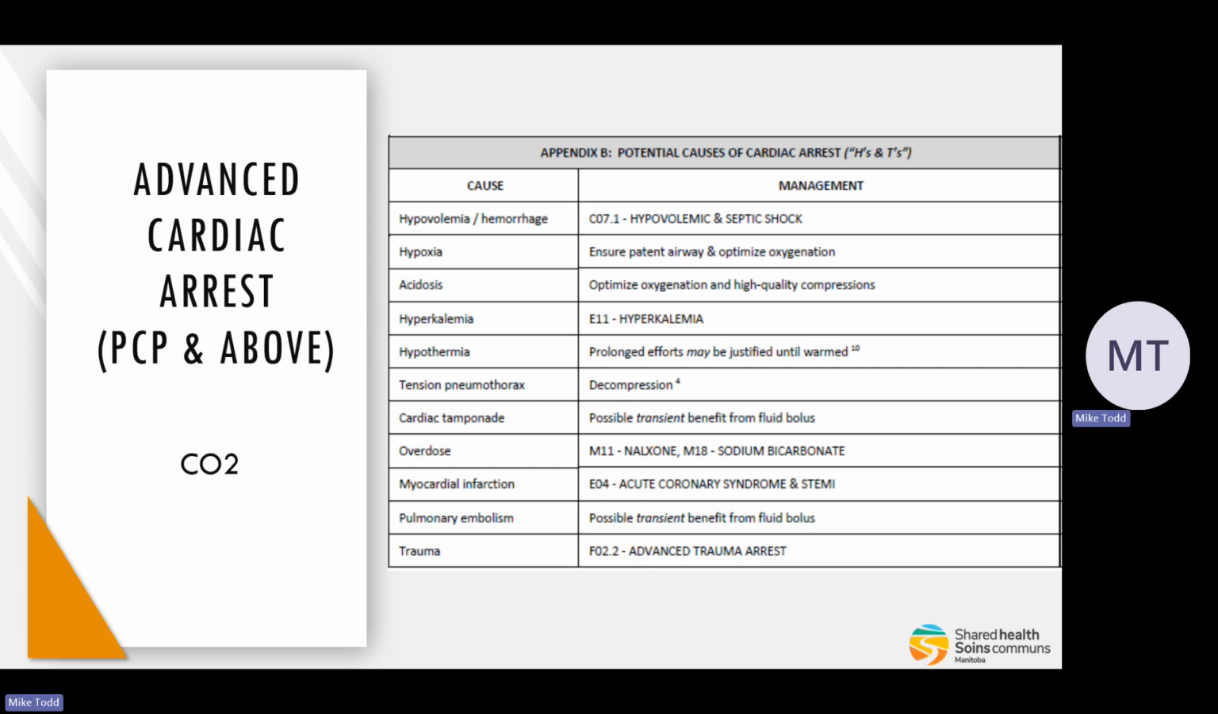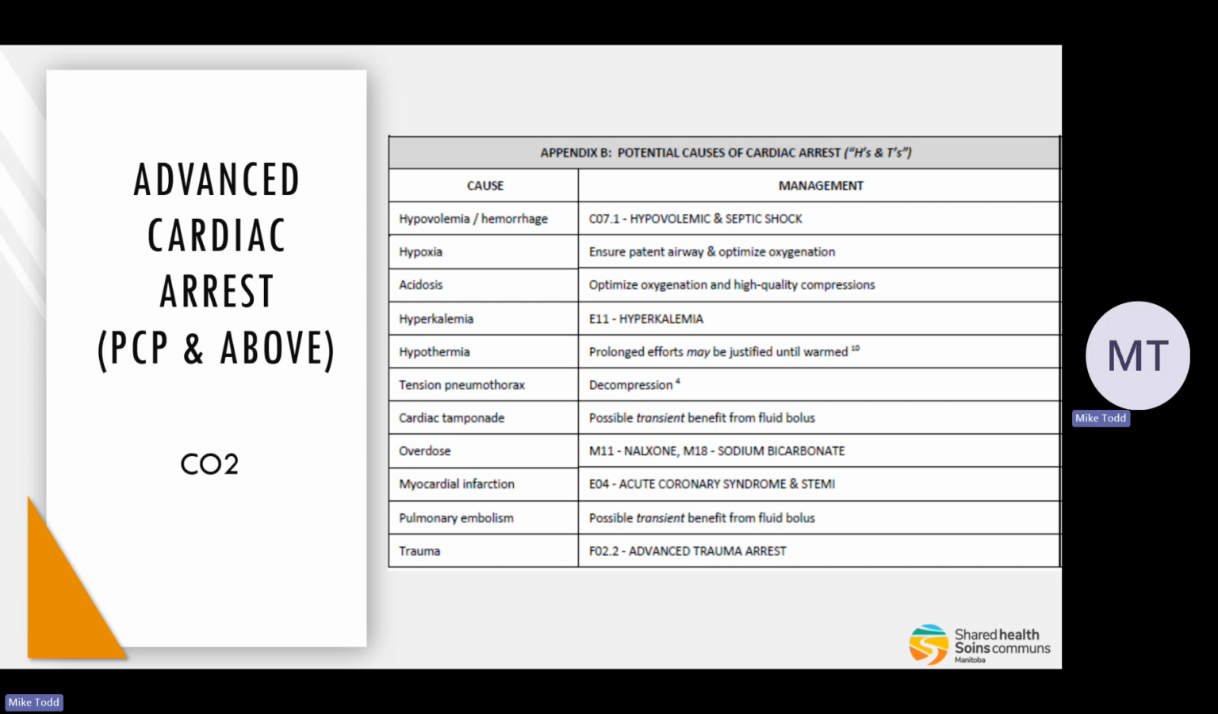When it comes to reversible causes for these patients, we're going to look at our H's and T's, and anybody taking ACLS, I'm sure you're aware of these. This is Appendix B. These are just different things we could think of that could be causing the cardiac arrest or reasons for possibly transporting this patient versus staying on scene. So we've got hypovolemia, hemorrhage. Obviously, we want to stop the bleeding, so we look at C07.1.